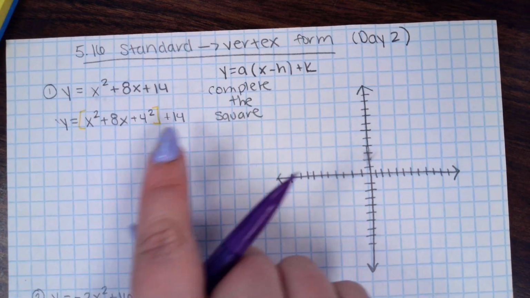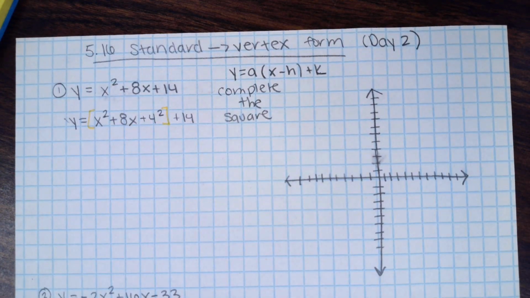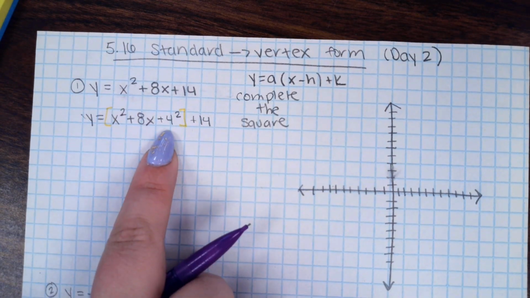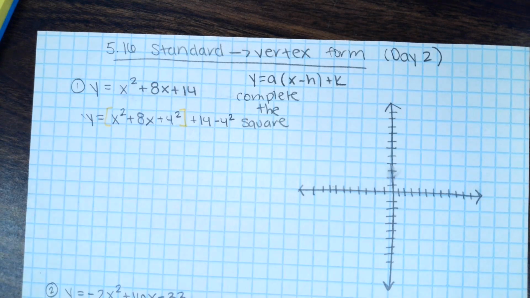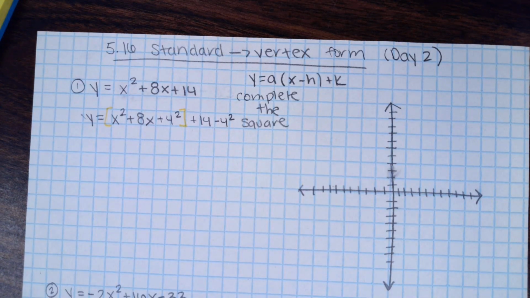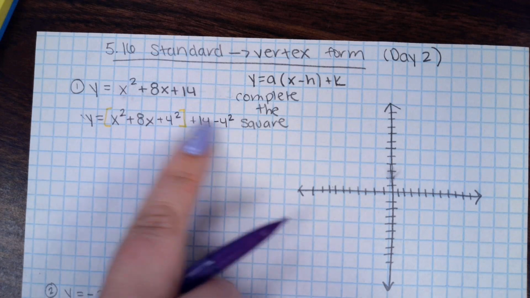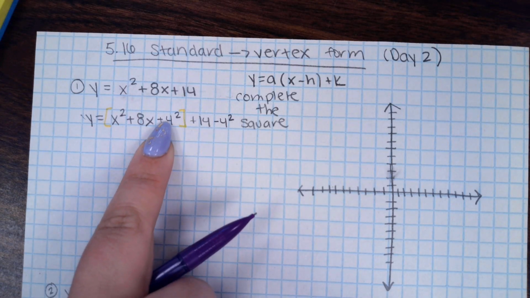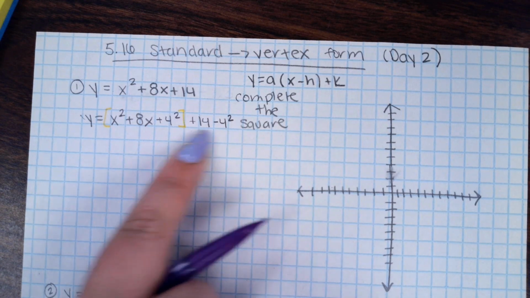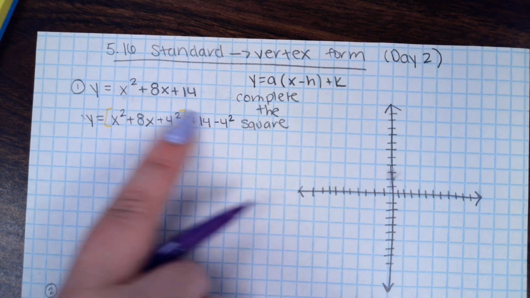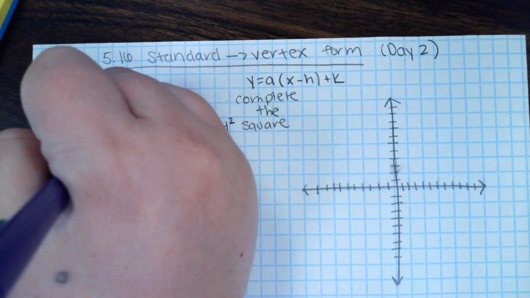Now, we can't just add numbers to equations willy-nilly and change everything. So, because we added 4 squared, we now need to subtract 4 squared. So really, we got a net 0. We added 16, right? Added 16, subtracted 16. So we did not change the equation, we're just manipulating it. All right, next step.